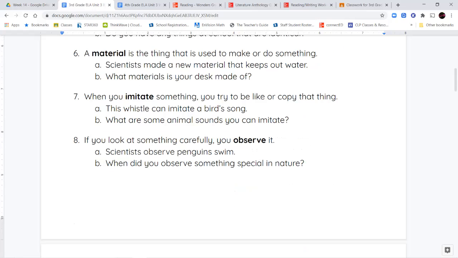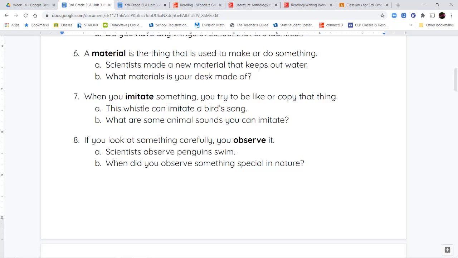Your next word is the word imitate. Now, when you imitate something, you're copying it. Think of like when you mimic something, right? When you imitate, you're copying something, or you're trying to do something the exact same way that someone else is doing it. So sometimes when people whistle, they can imitate the sound of a bird.